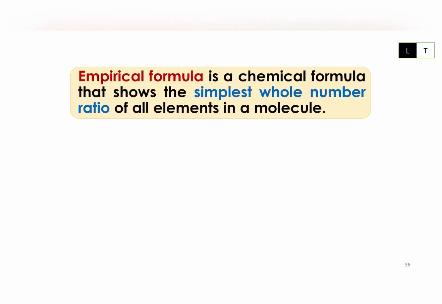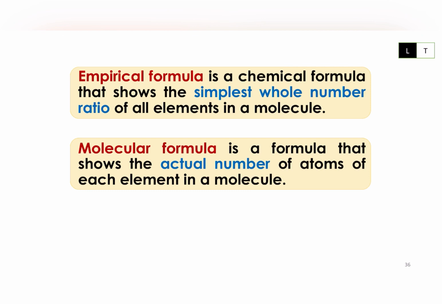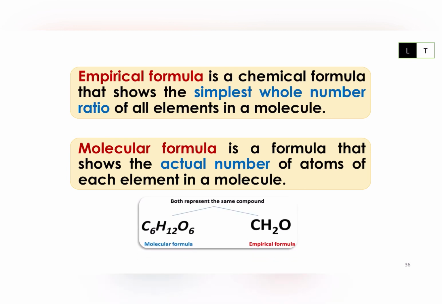First thing first, we are going to learn the concept of empirical formula and molecular formula. Empirical formula is a chemical formula that shows the simplest whole number ratio of all elements in a molecule. However, molecular formula is a formula that shows the actual number of atoms of each element in a molecule. If I take this formula as an example, I have molecular formula C6H12O6 and its empirical formula CH2O. Both of these are representing the same compound.